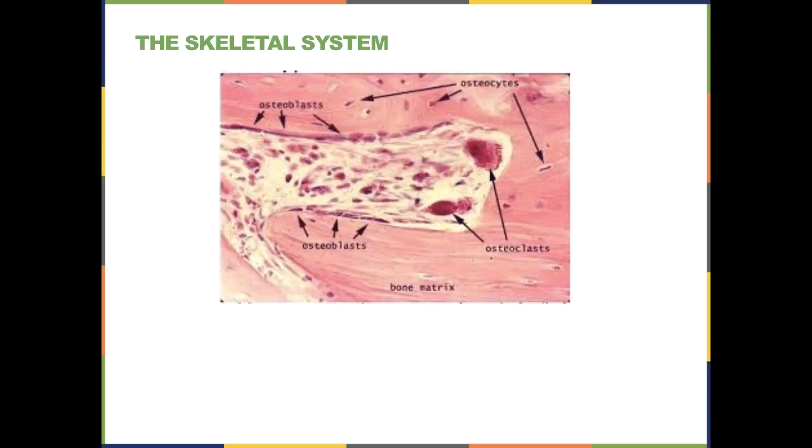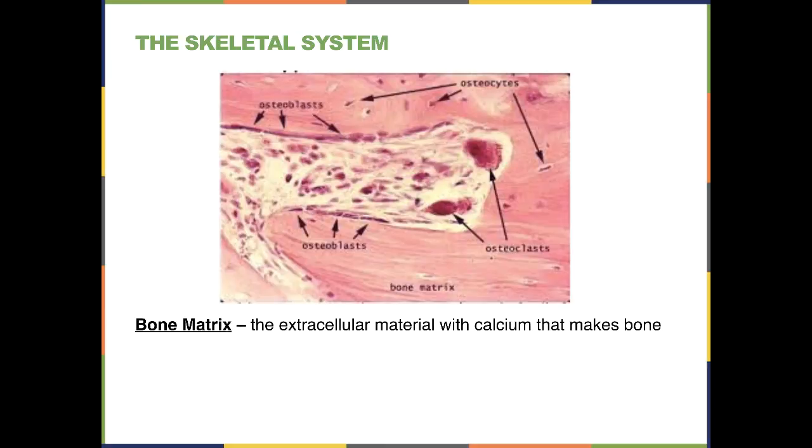The photomicrograph you're looking at here shows the three different types of cells that are found in the bone tissue. Between these cells is a material which is called bone matrix. This material contains the calcium and is what makes bone what it is in terms of its strength and rigidity. The bone matrix is secreted by the osteoblasts and maintained by the osteocytes. And we will talk in detail about how this is formed in the next few slides.